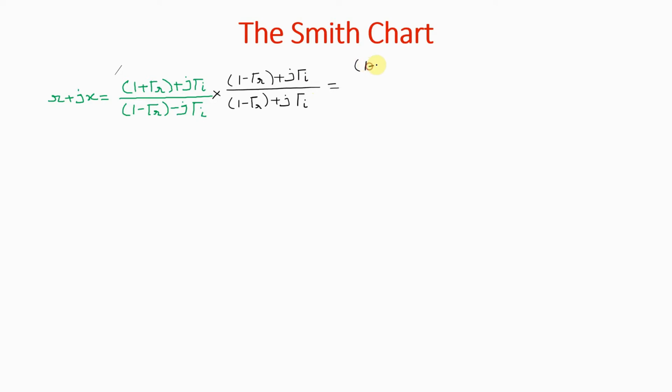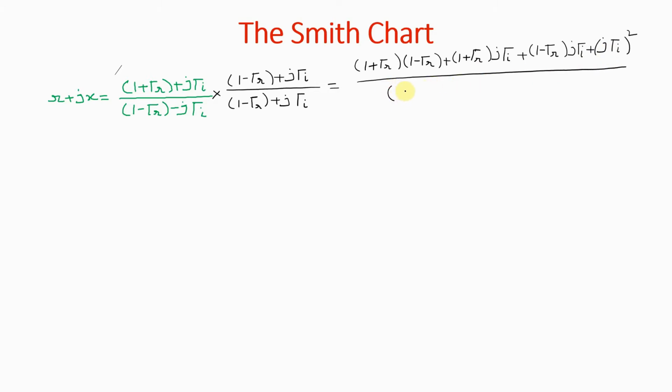you will get here 1 plus gamma r into 1 minus gamma r, plus 1 plus gamma r into j gamma I, plus 1 minus gamma r into j gamma I, plus j gamma I square, divided by 1 minus gamma r square minus j gamma I square. So you will get this.